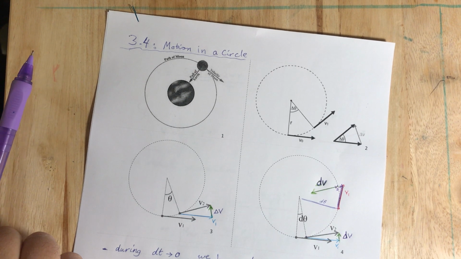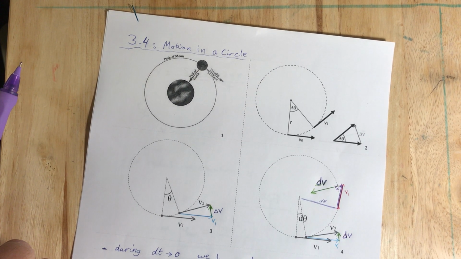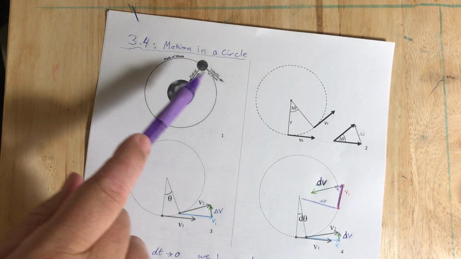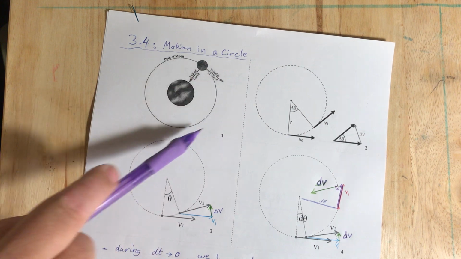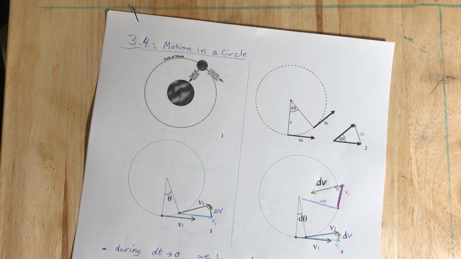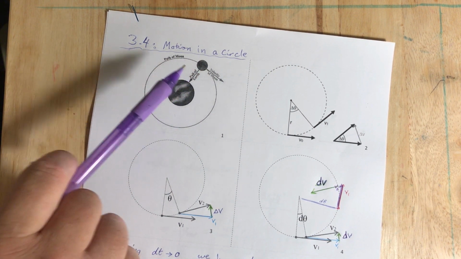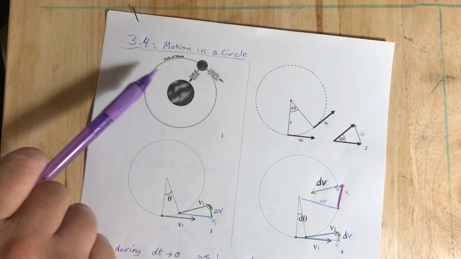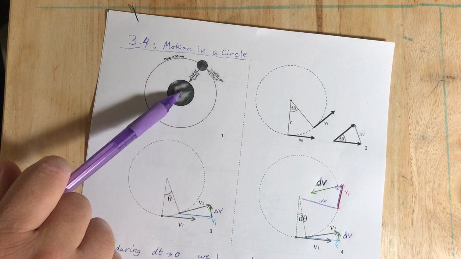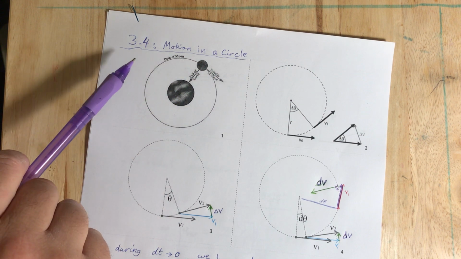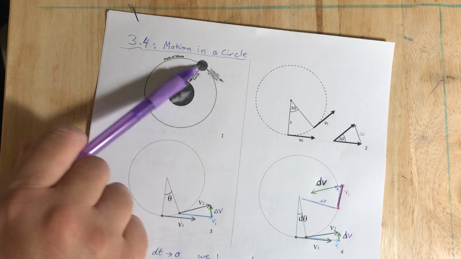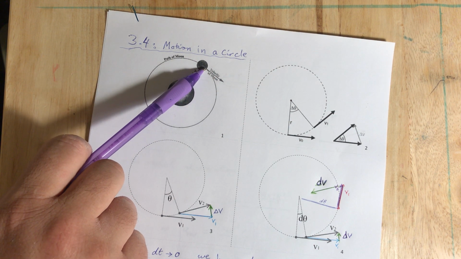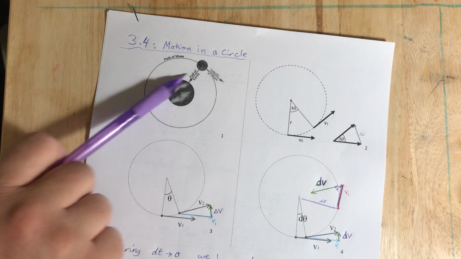Hi students, now we'll talk about section 3.4, which is circular motion. For example, the moon rotates around the earth because this system has an attractive force, gravity, which attracts the moon to the earth and the earth to the moon. The motion of the moon is circular, and the velocity of the moon is tangential to that circular track.